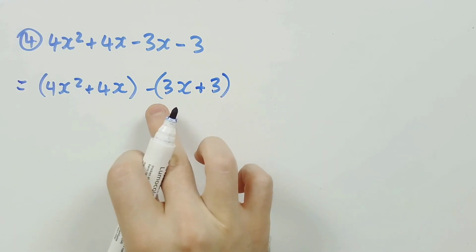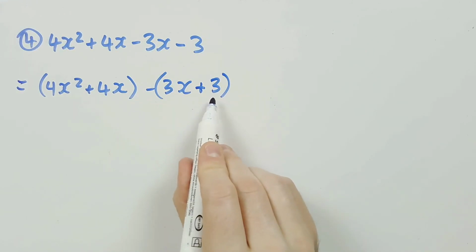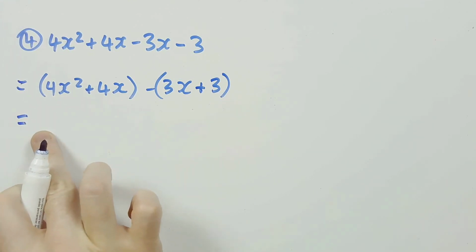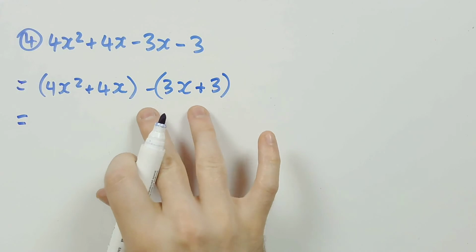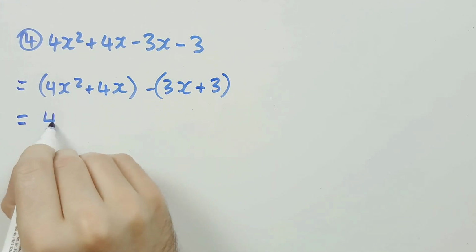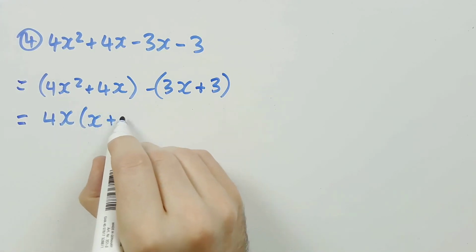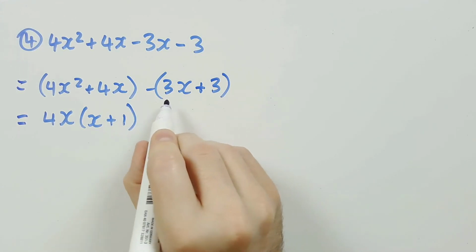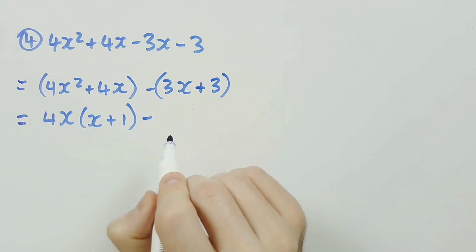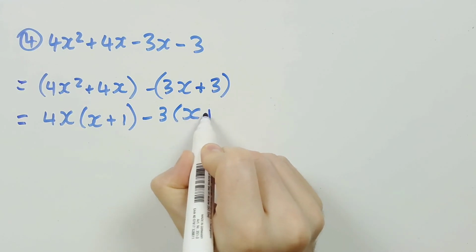So that if you were to expand out this bracket, you would keep this 3 as a negative term. So just make sure if you're doing something similar that you are consistent with your positive and negative values. So out of this first lot of brackets, we can take out a 4x, and that leaves us with x plus 1. And out of the second lot of brackets, we'll leave the minus there, but we can pull out a 3. And that leaves us in the brackets with x plus 1.